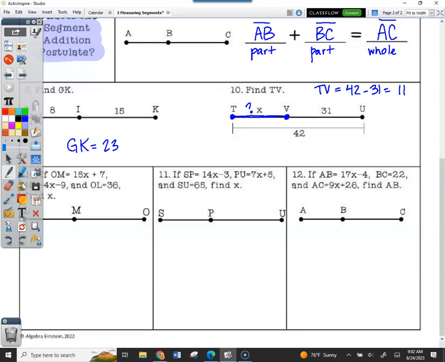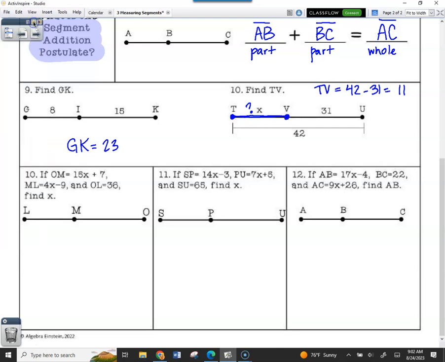Now let's do these bottom three. Number 10. You have the picture. You have info. Nothing's labeled. Please go to the picture in number 10 and label based on what they give you. Label the picture in number 10. Label your picture, and then we're going to look at mine and see if it matches.